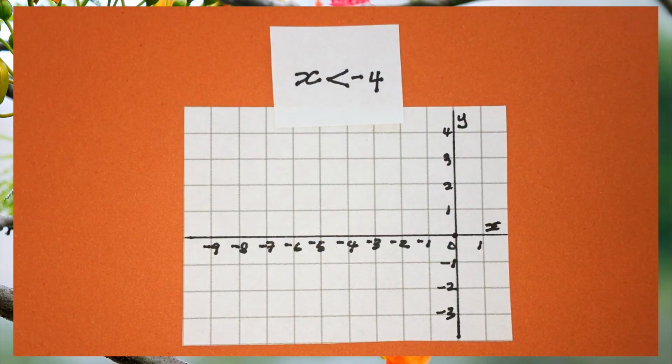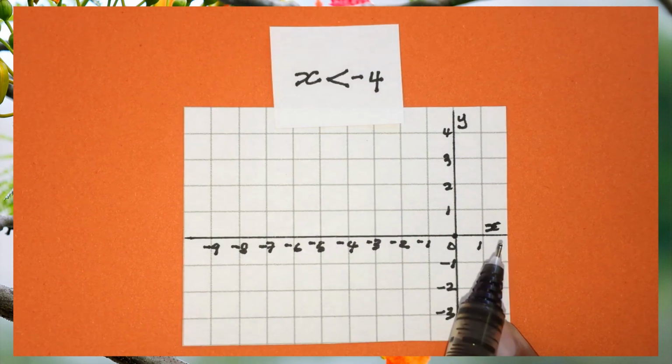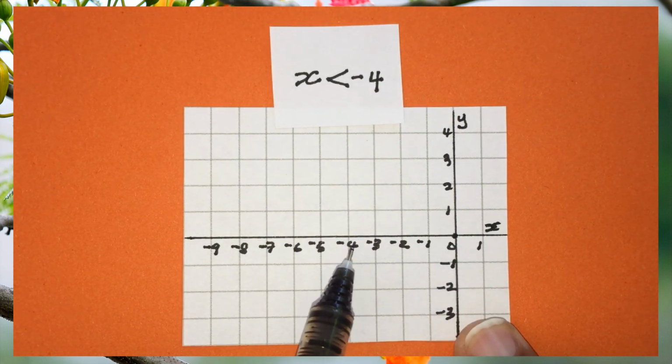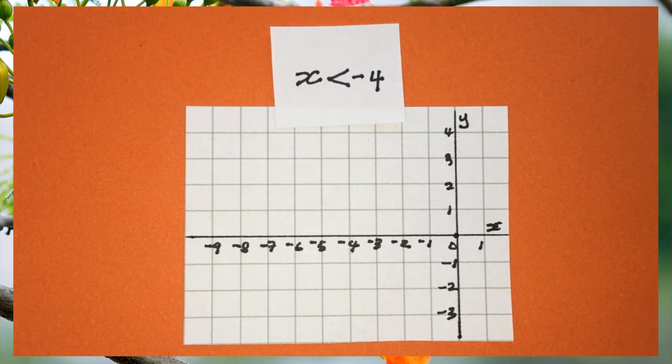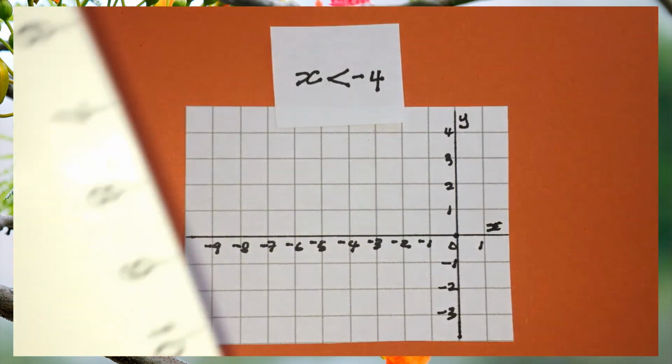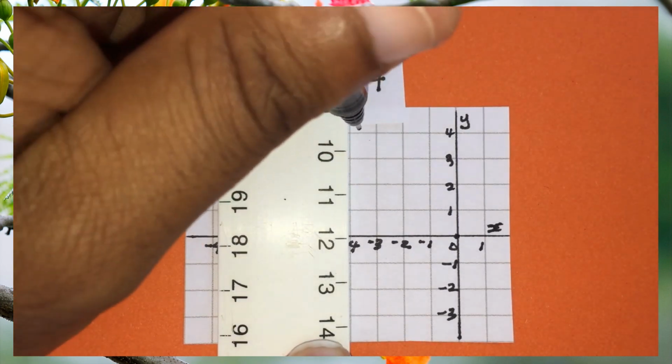Alright, now we're going to look at a case where x is less than. So this is where x is less than -4. We want to look on the x-axis here and we're looking for that -4. So x is -4 here. And because the inequality is a less than inequality, we're going to be using a broken line. So I'm going to come here where x is equal to -4, and then I'm going to put in my broken line now.